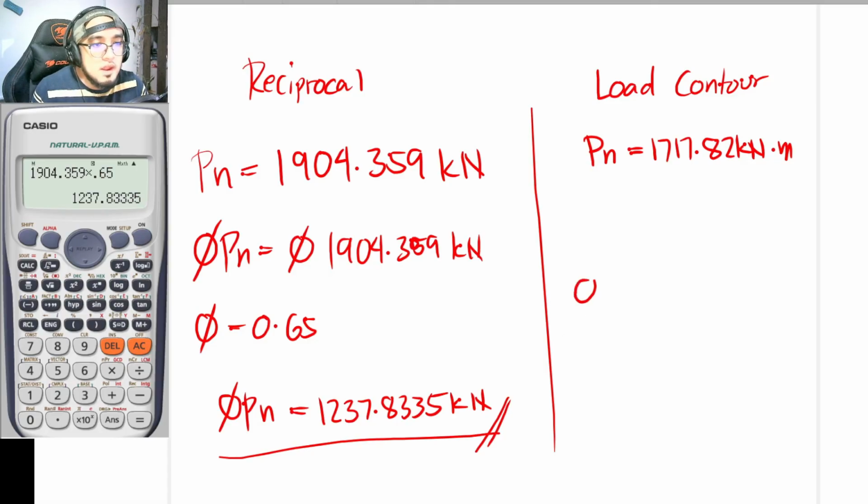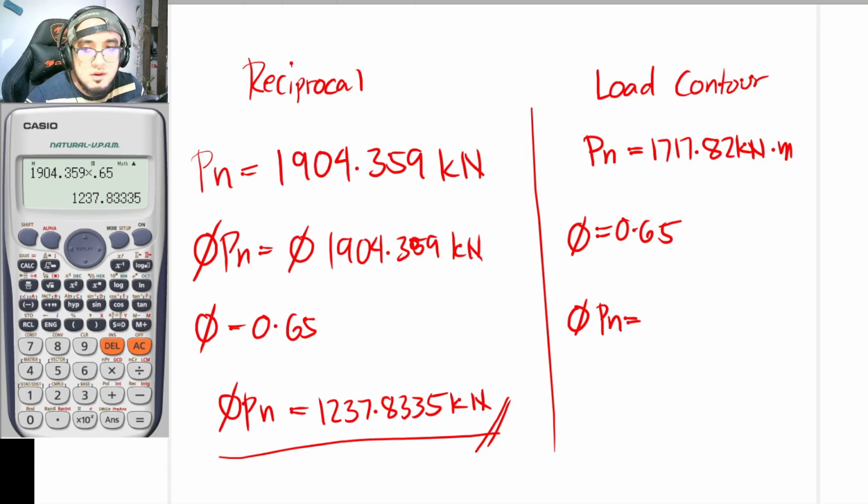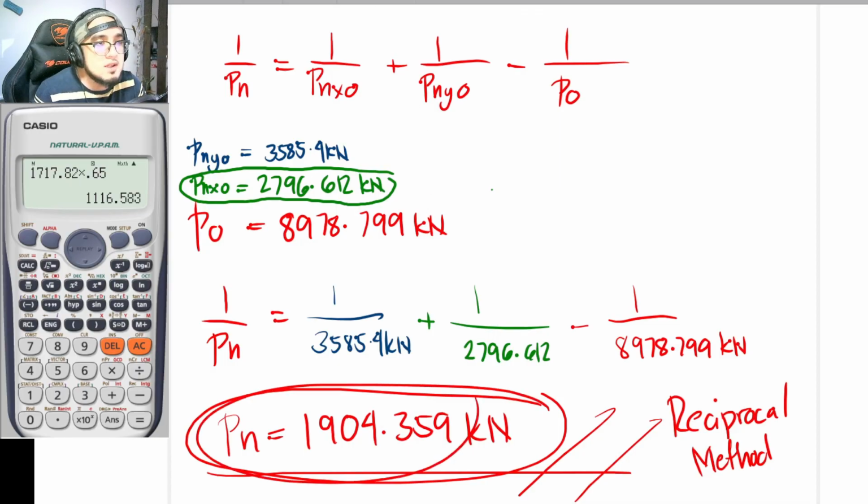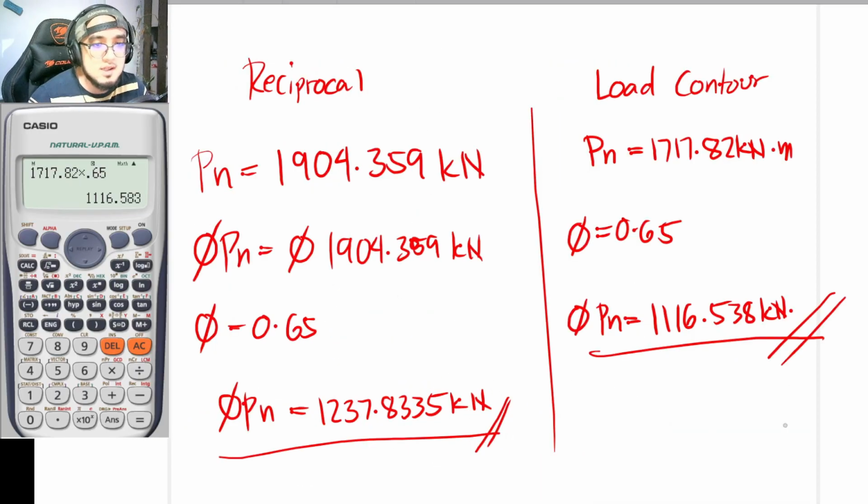And for our phi Pn here, same as before, our phi is also equal to 0.65. So with that, our phi Pn is now equal to 1717.82 times 0.65. So this is now equal to 1116.583 kilonewton. So this is our answer. The earlier values were only nominal, but the question asks for the design strength. So this is the design axial strength for biaxial bending.